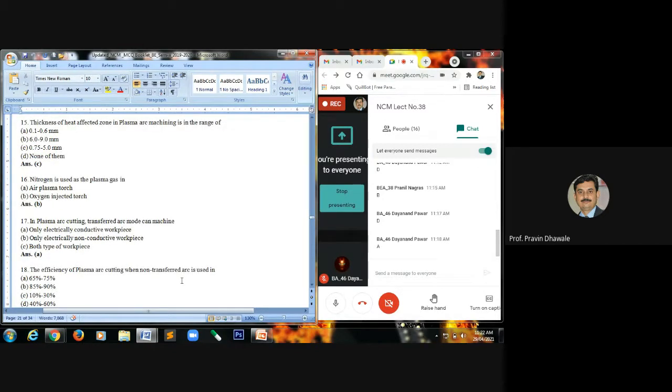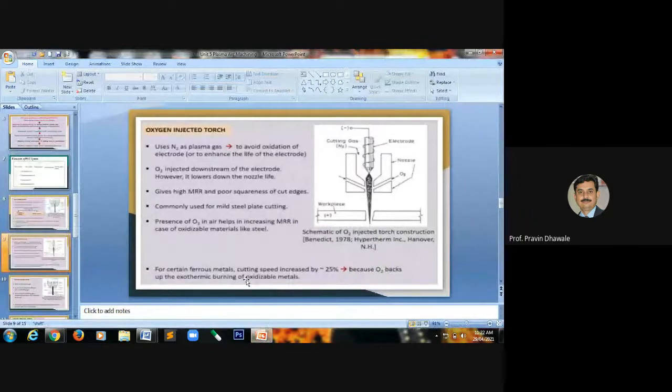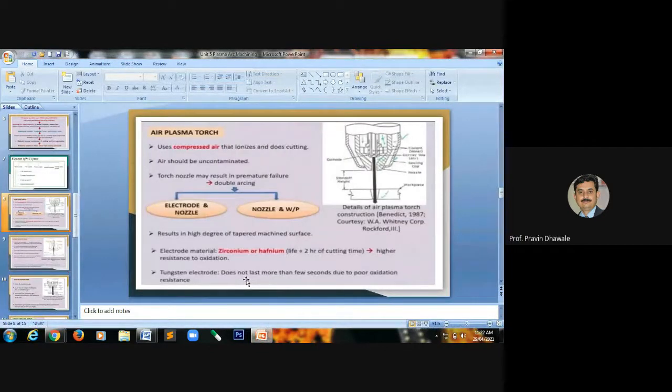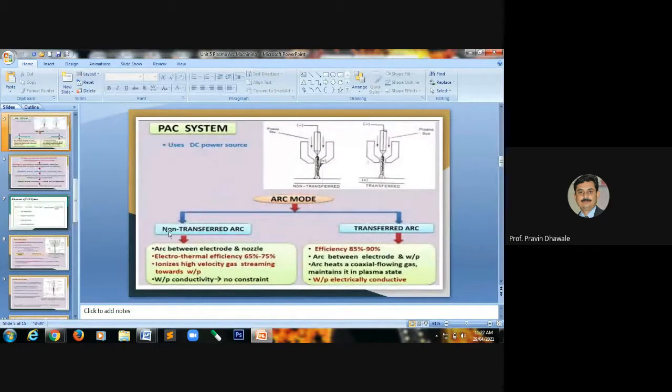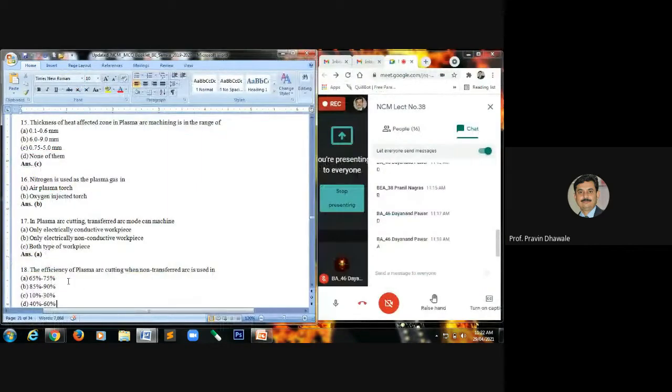The efficiency of plasma arc cutting when non-transferred arc is to be used. Non-transferred arc plasma arc cutting: it will be 65 to 75. That will be the correct answer. That is A, the correct option. Next.